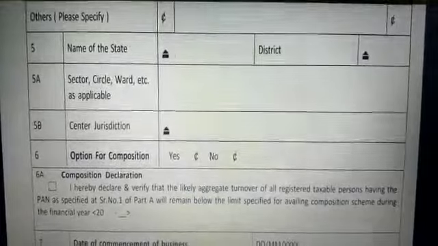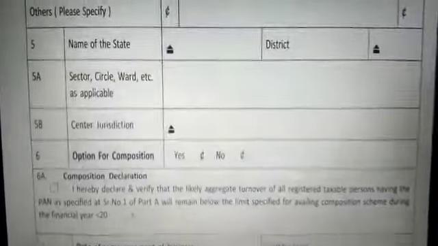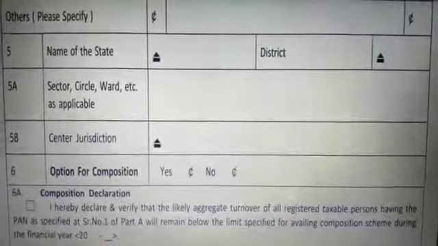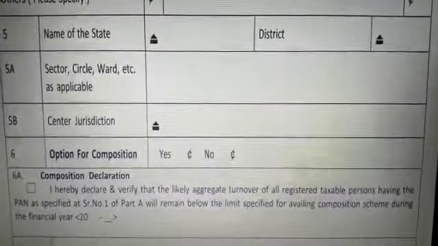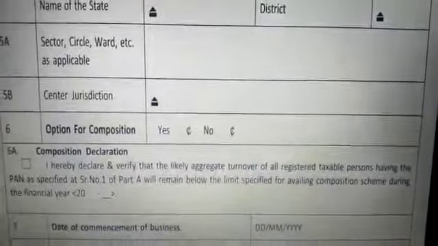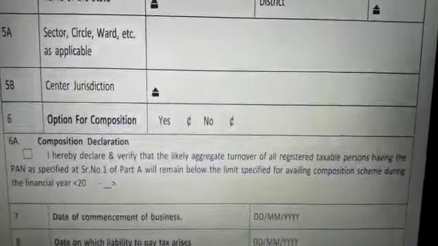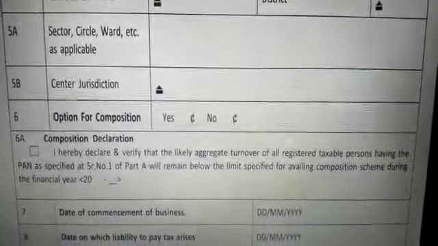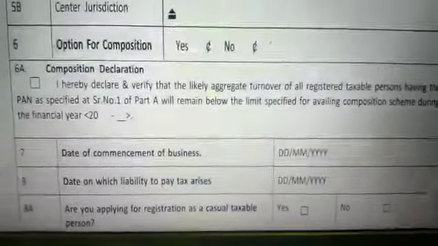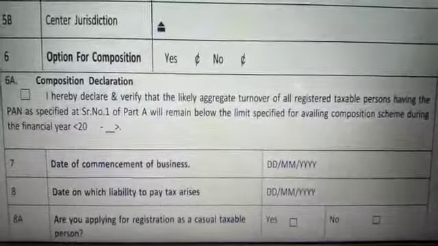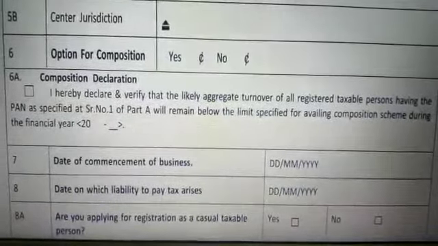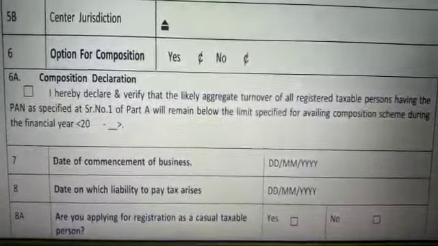In the next screen, you fill up the state in which you are located, the GST circle you belong to, and the jurisdiction of the GST circle. The next column is the option for composition. If you are opting for composition, tick that column. Composition we have already discussed. This is for entities with annual turnover less than 1.5 crore. They can opt for composition levy, and they can opt for the composition GST reporting system, much simpler than the regular one.